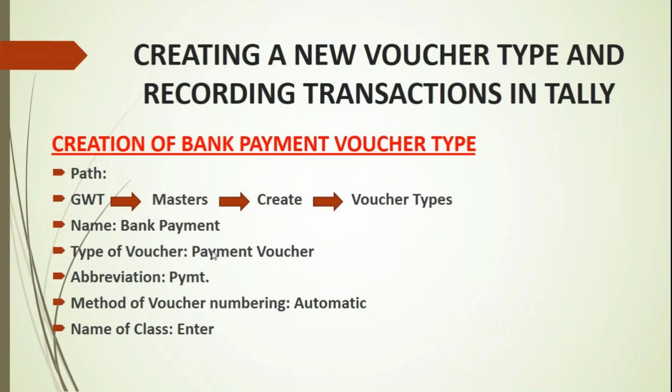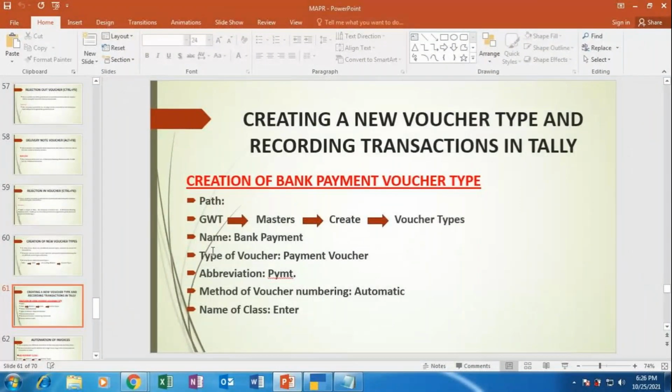So how do we go for the same? From the gateway of Tally, we go to masters, create and voucher types. And at the bottom also, I've shown you which features you have to activate. So your name is bank payment, type of voucher, payment voucher. Now, what is this type of voucher? Let me explain to you when I come to the voucher type creation screen.